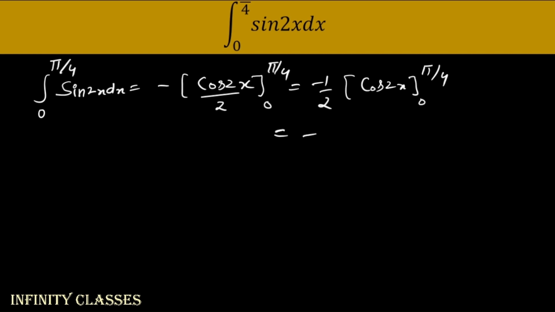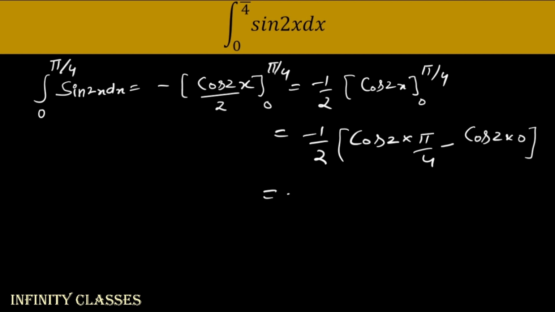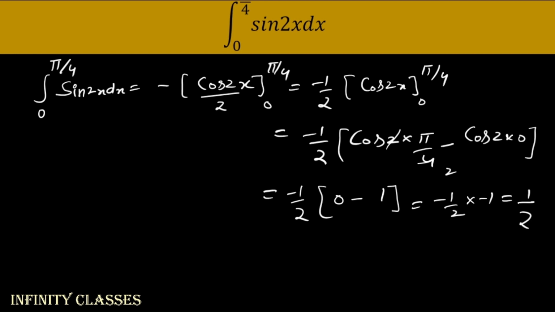Now minus 1 by 2, integration of sin is minus cos and divided by the coefficient of x, 2. So now put in cos 2 into pi by 4 minus cos 2 into 0. So this will be minus 1 upon 2. We can cancel this one. So pi by 2, as we know, cos pi by 2 is 0 and cos 0 is 1. So our result is minus 1 upon 2 into minus 1, which gives us plus 1 upon 2. So this is our final answer.